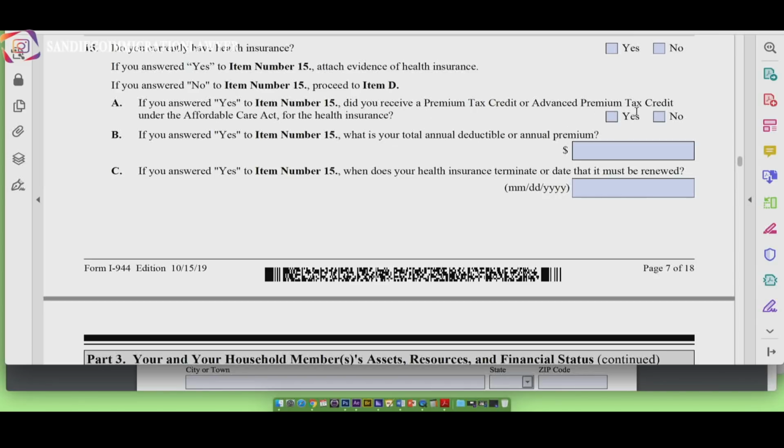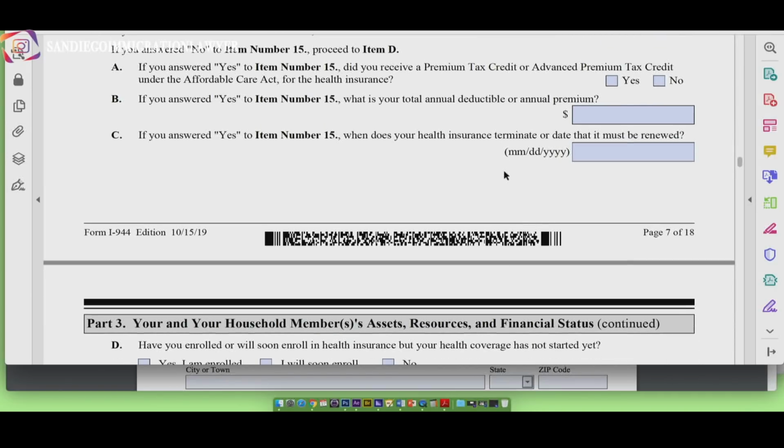So you will also need to answer the total deductible or annual premium information in there. And if you terminated the insurance because it was under the Affordable Care Act, then they're going to want to know if it was terminated or the date that it has to be renewed.